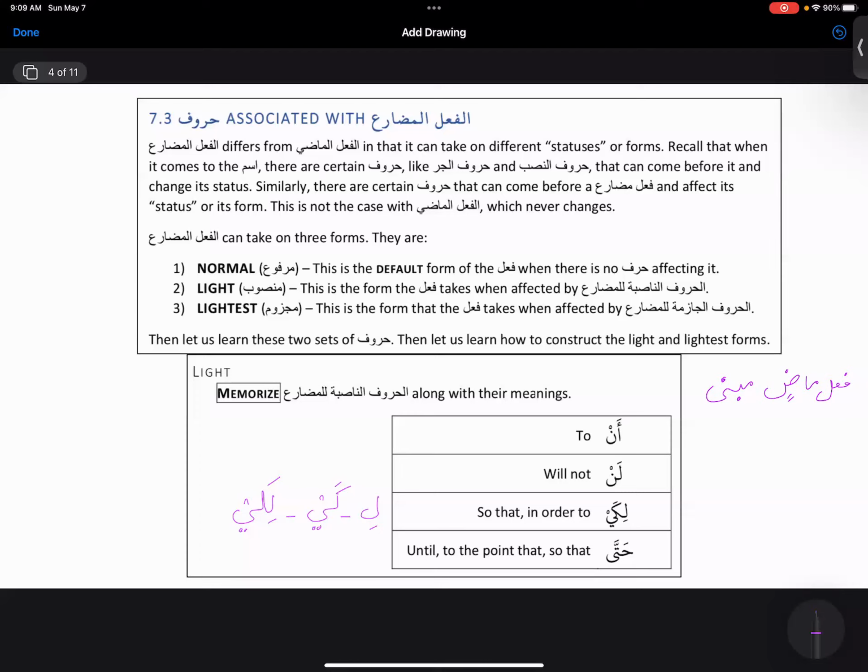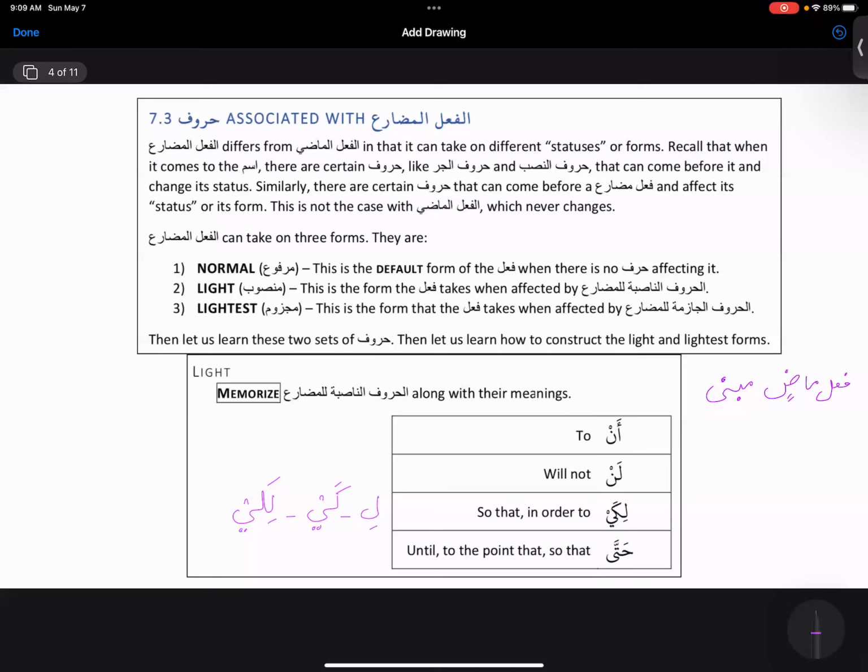So fail madi, you can take it as non-flexibilism. Right? Non-flexibilism, it doesn't matter if harfu jar or harfu nasab comes before it, it is not going to budge. Same idea, you can think about fail madi. Nothing can change fail madi.